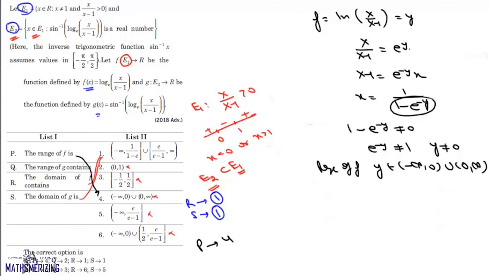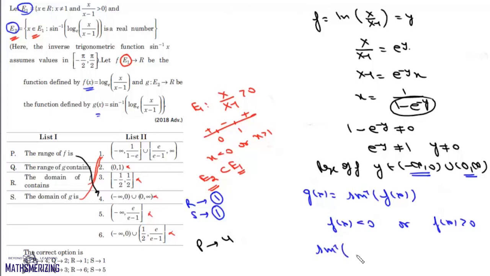Now we'll come to this function g(x). And now g(x) is actually sine inverse of f(x). Now the range of f(x) is either f(x) is less than 0 or f(x) is greater than 0. If we take sine inverse, we'll get sine inverse f(x) is less than sine inverse 0, which is 0. And in the same way, sine inverse f(x) is greater than sine inverse 0. So this g(x) is either less than 0 or g(x) is greater than 0.